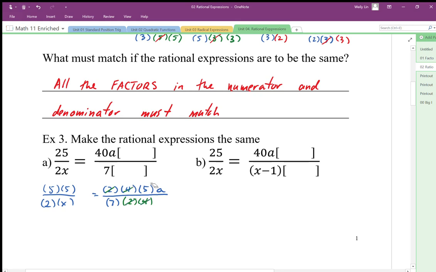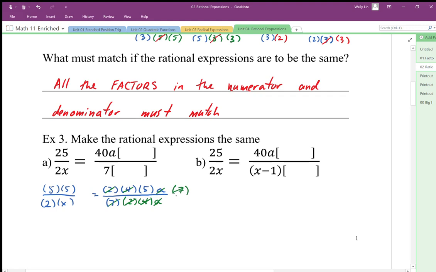Okay, I can look at the denominator, and the a as well. I need to get rid of that a factor, so I'm going to introduce an a in the denominator. Then in the numerator, I need to get rid of this factor of 7, so I'm going to introduce a factor of 7 in the numerator. Okay, so now those cancel out.